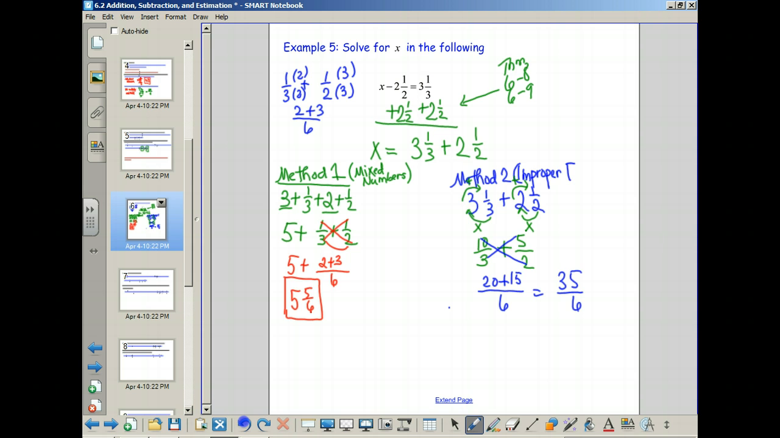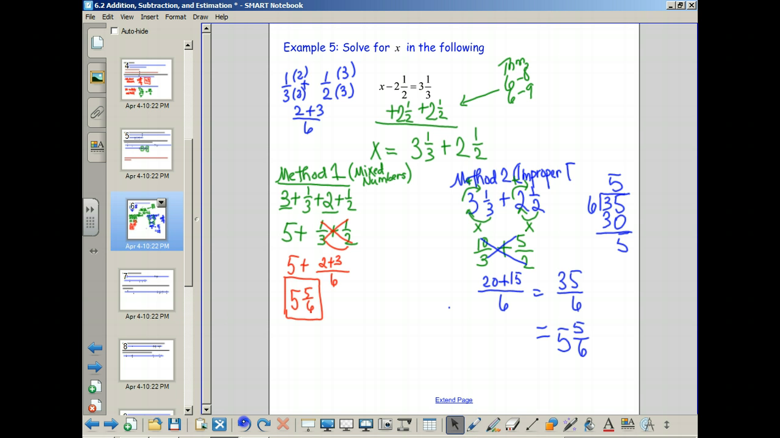But if the problem started out with mixed numbers, the problem has to end with mixed numbers, which means I have to turn this back into a mixed number. I didn't have to do that over here, right? That's kind of nice. So to turn this back into a mixed number, I divide. How many times will 6 go into 35? 5 times. 5 times 6 is 30, with a remainder of 5. So this becomes 5 and 5/6.